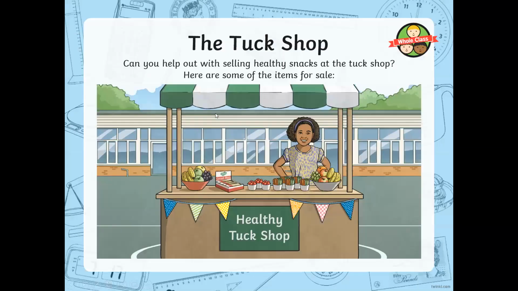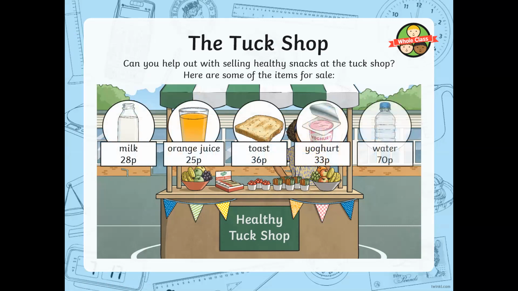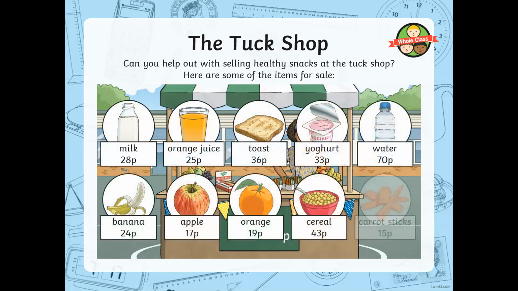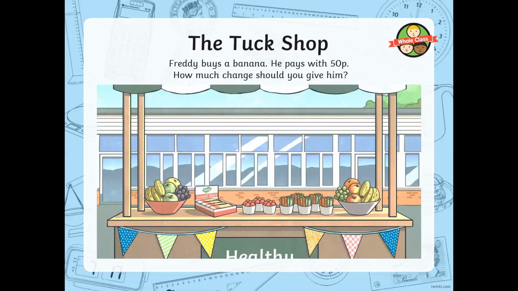So we're at a tuck shop, and a tuck shop is somewhere where you can buy food, and our tuck shop today is a healthy tuck shop. So it sells milk, orange juice, toast, yogurt, water, banana, apple, oranges, cereal or carrot sticks. And everything in our tuck shop costs less than £1. Okay, less than 100p. So let's see what's bought.